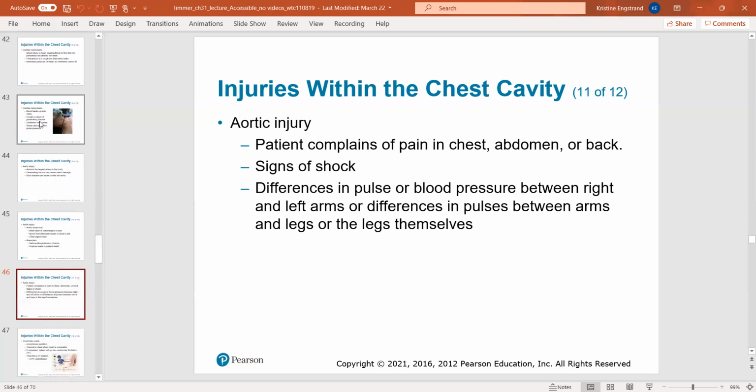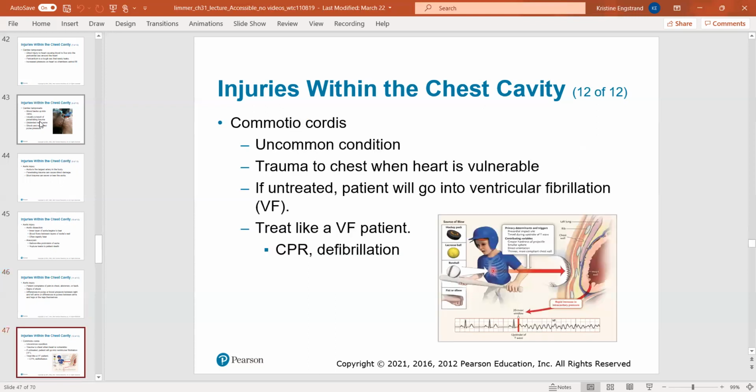So how do we know if it's an aortic injury? Well, we don't, because we're not perfect, right? We don't have scans. We don't have CAT scans or MRIs. But look at your injury: pain in the chest, abdomen, or back, signs of shock, differences in pulse or blood pressure between the right and left arm. Are we seeing one pulse stronger than the other? Are there numerical differences? Is the blood pressure different? Check your extremities out. Note that. Let the ED know your findings.